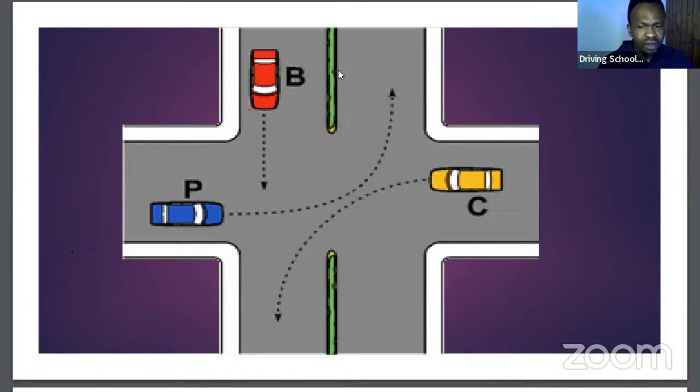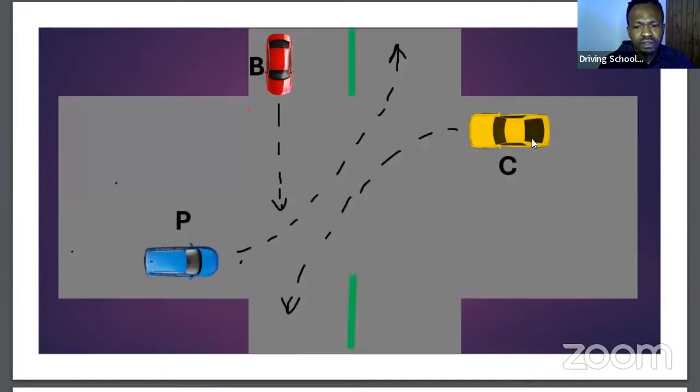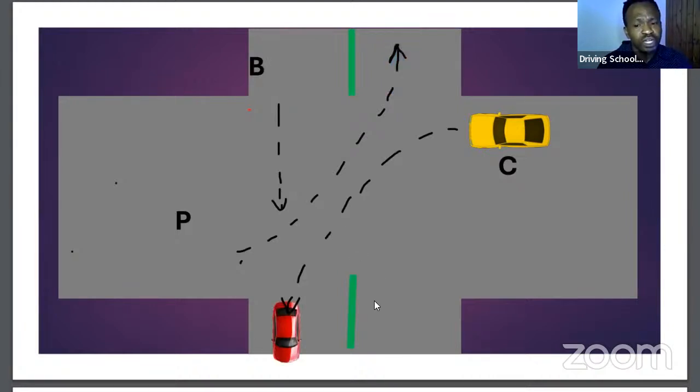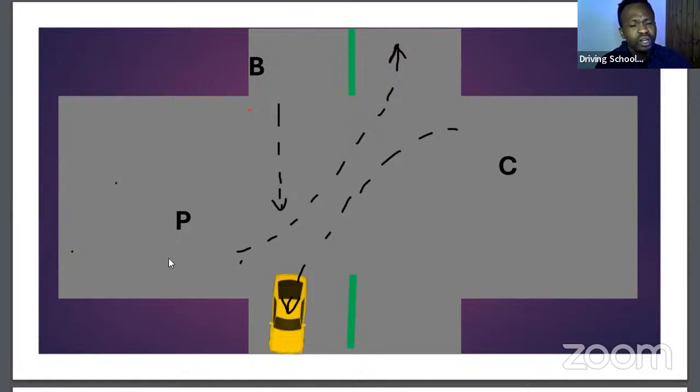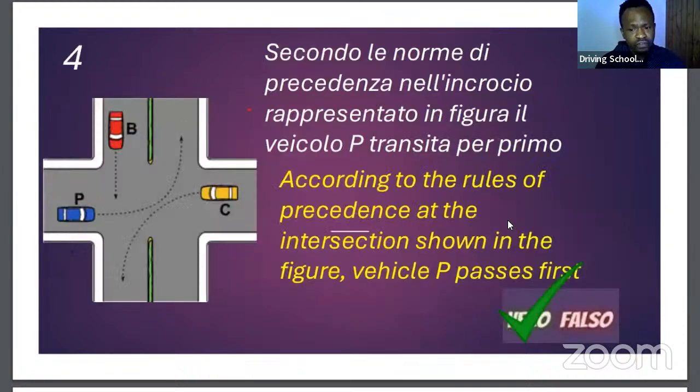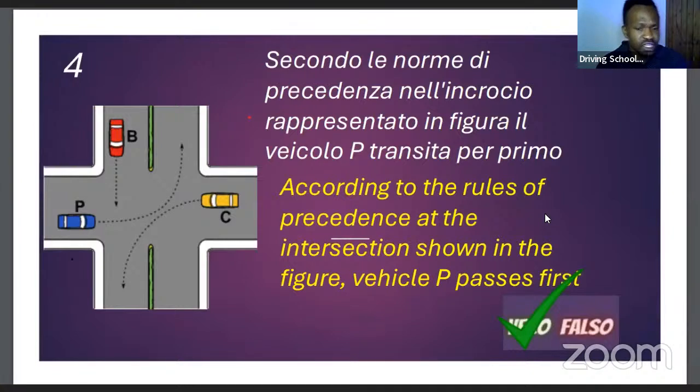Now, according to the question, the first to leave this junction is vehicle P, because, just as I said, this is vehicle P. It's not having any vehicle from its right hand. So you see, it's the first to leave. After it leaves the junction, the right hand of vehicle B will be free. Then vehicle B will be the next to follow. Then vehicle C is the last to leave. And the order of precedence is P, B, C. So the answer is 0. In this figure represented here, vehicle P is the first to leave the intersection. So the answer is 0.